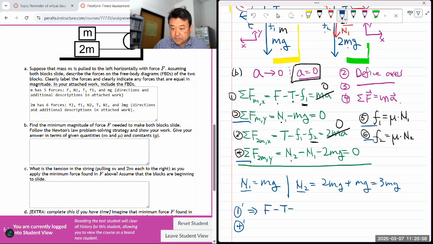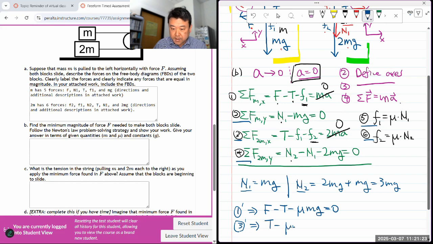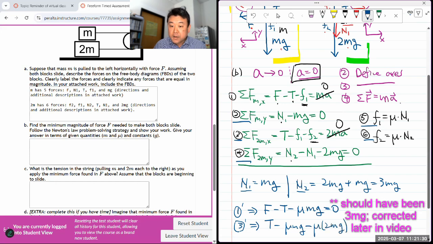F minus T minus mu mg is equal to 0. That's equation 1 prime coming from equation 1. Equation 3 prime, coming from equation 3, is equal to T minus F1, that's mu mg, minus F2, that's mu times 2mg, is equal to 0.